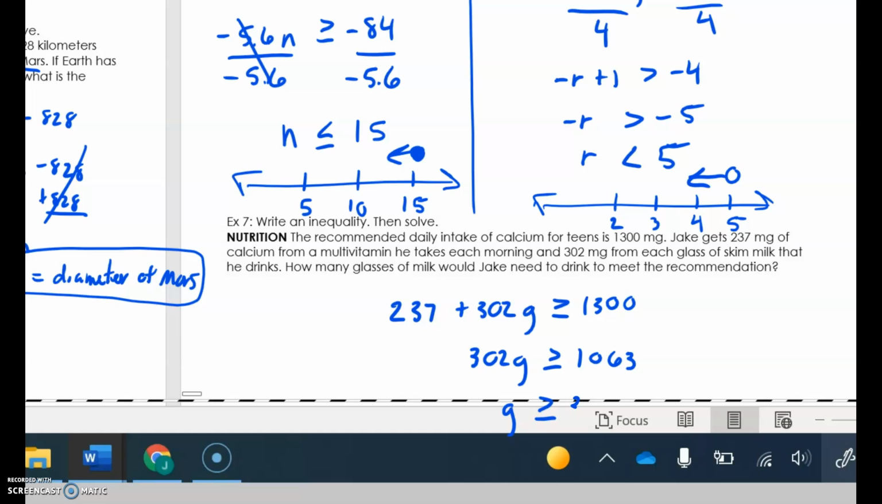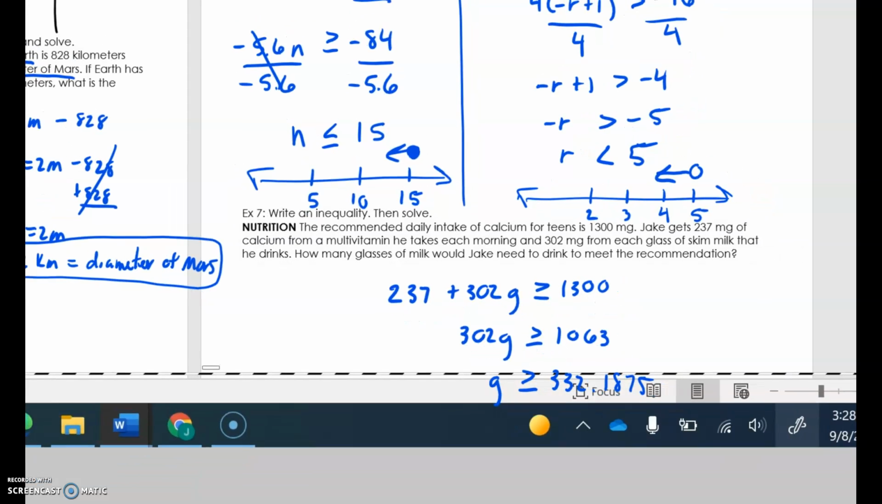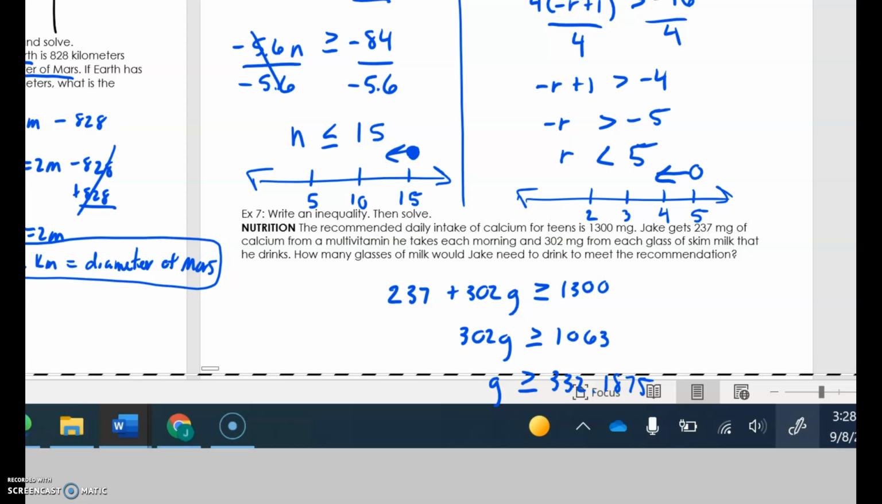And I'm getting 332.1875. So in context of this problem, it says G would need to be greater than or equal to 332. So if he drinks 333, that would be the amount of glasses he would need, because 332 would not quite be enough.